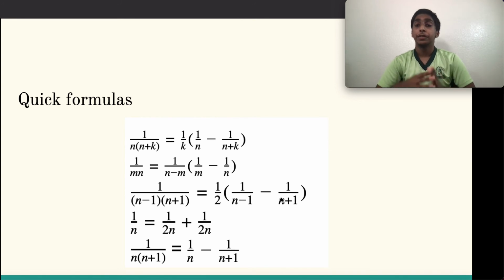So this is helpful if you have a difference of squares and you're looking to split it up a little more. 1 over n is equal to 1 over 2n plus 1 over 2n. Again, that's another helpful formula you can use to split up your equation further. And 1 over n times (n plus 1) is equal to 1 over n minus 1 over n plus 1. So again, most of these are for when you're given a single fraction, you can expand it using these formulas.